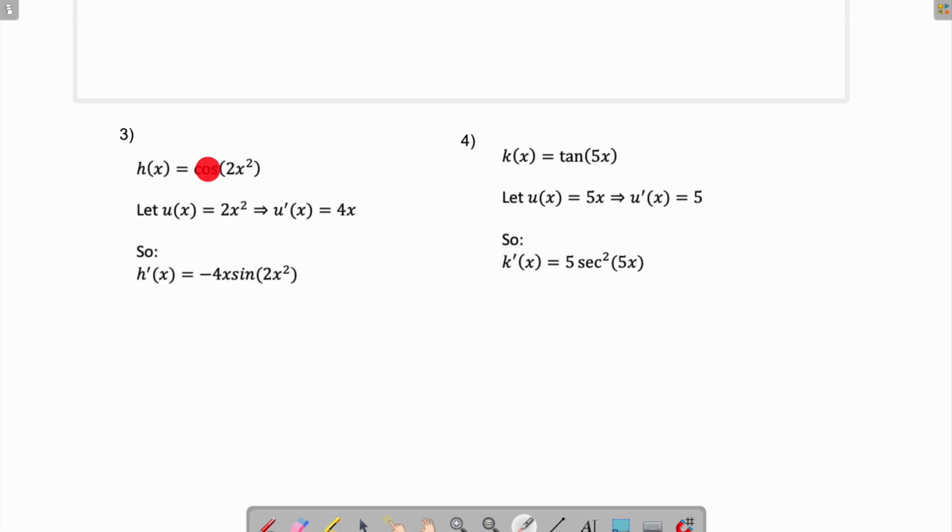As we know, that will become sine. And then making u of x equal to 2x squared, we find that to be 4x. Sorry, it would be negative sine. So minus 4x sine 2x squared. And then another simple case with tan 5x, making u of x equal 5x. So we have 5 sec squared 5x.